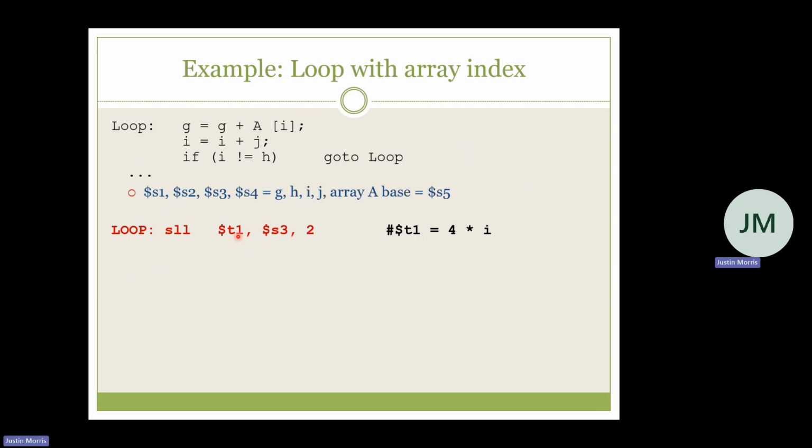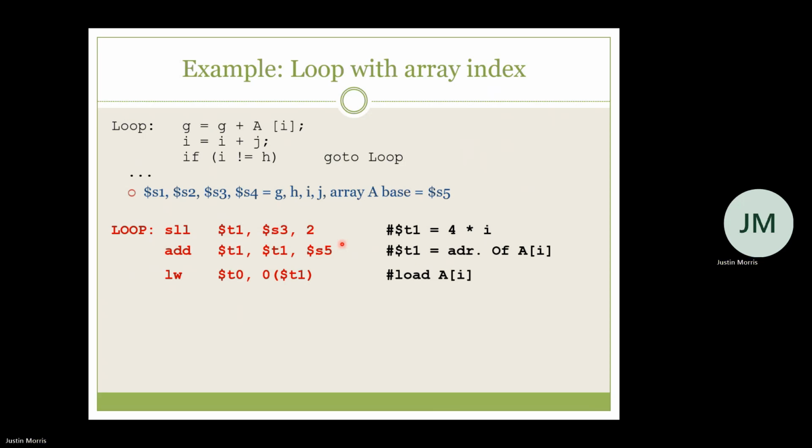We first need to add before we load, right? So we're going to add our offset to our base address, which is S5. And then what do we do? Load word. So, opposite. Yeah. Load word to get the data out of memory into the register file. So we're loading A1 and putting that into T0.